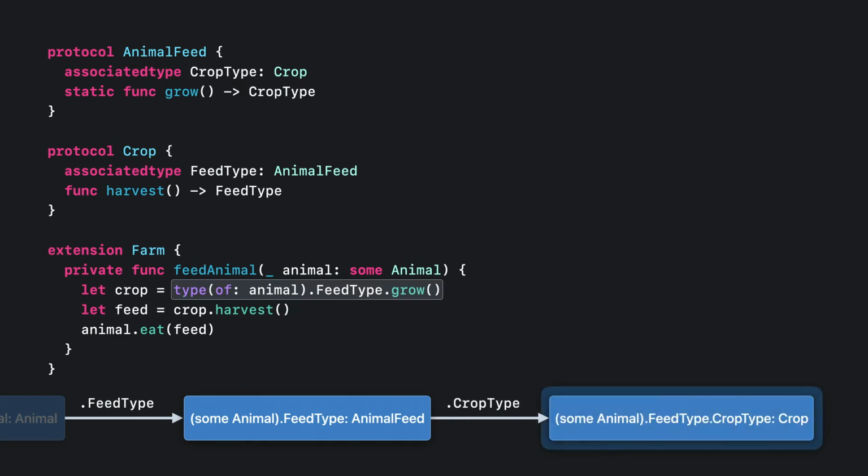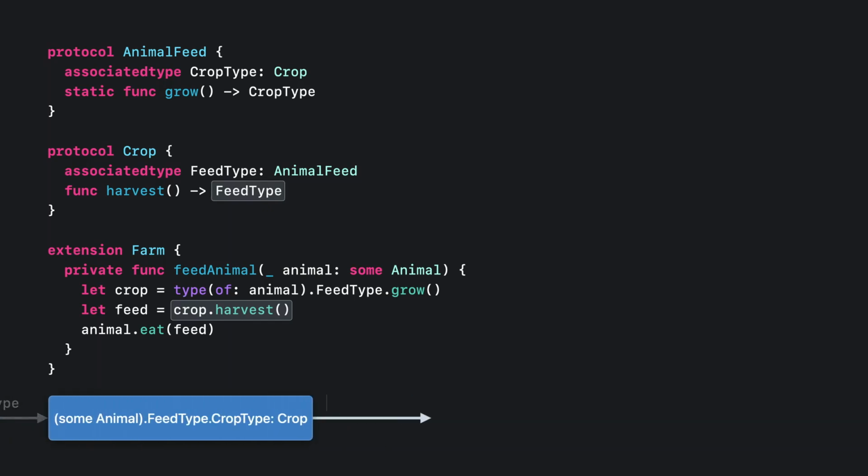This type can be used as the base of the method called grow. The grow method on animal feed returns a value whose type is the nested associated crop type of animal feed. We know the crop type conforms to crop, so I can call harvest on it. But what do I get back?